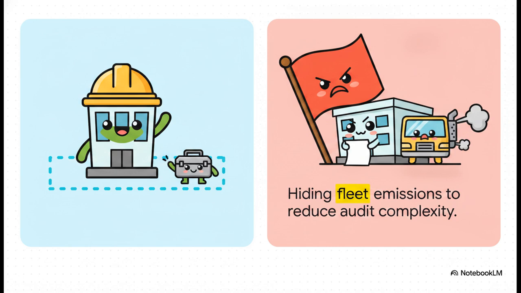But look at the unjustified exclusion. A logistics company trying to define its EMS scope as just its administrative offices, completely ignoring its transportation fleet. I mean, come on, that fleet is their primary source of greenhouse gas emissions. They plan the routes, they buy the fuel, so they absolutely have influence. Leaving them out is just an artificial trick to hide heavy pollution and dodge audit complexity. That is a major nonconformance for sure.